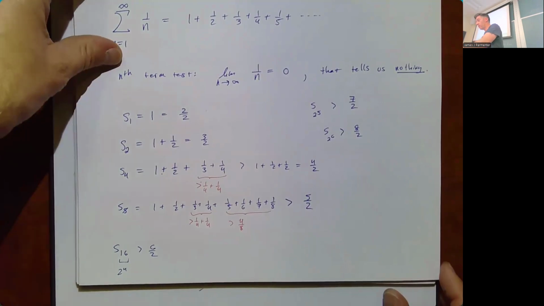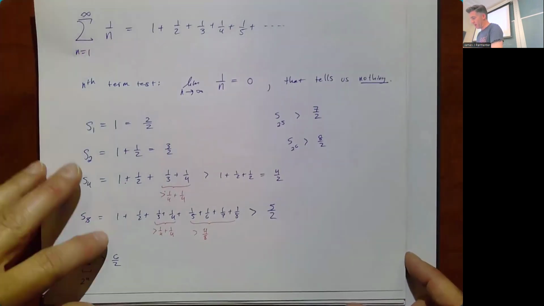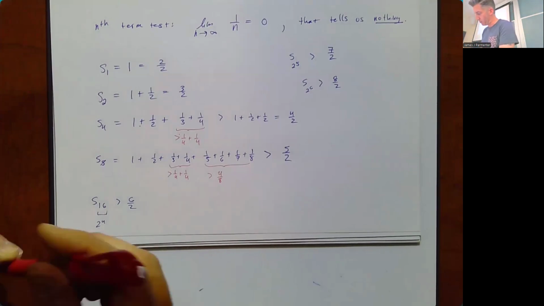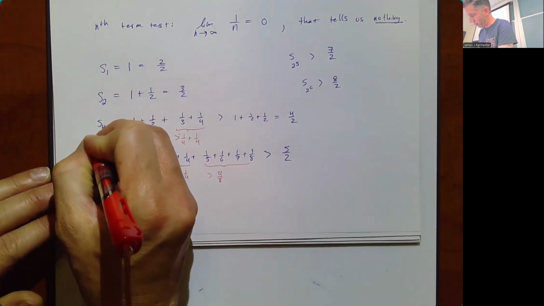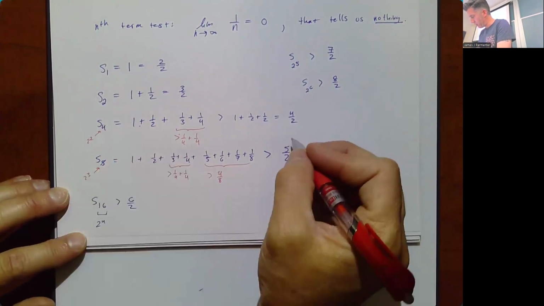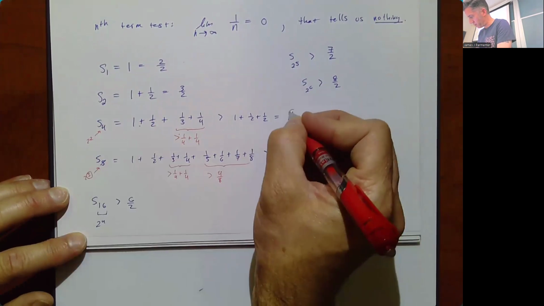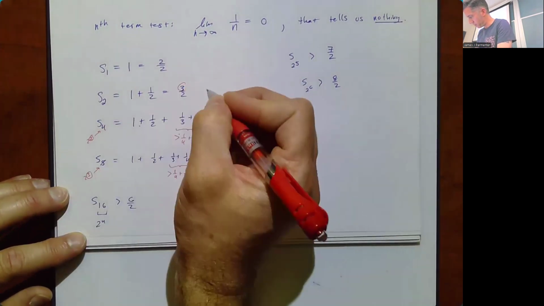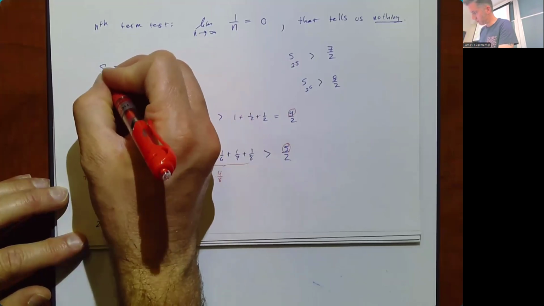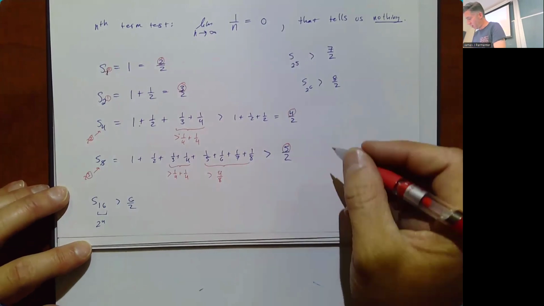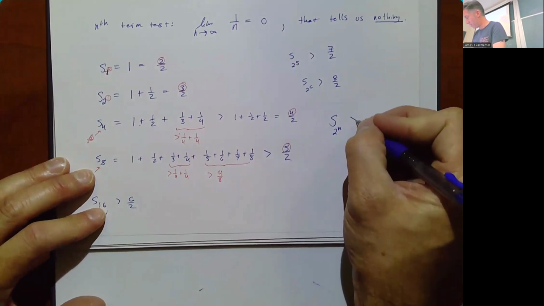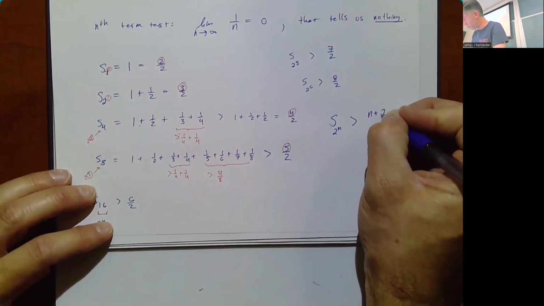So check this out. I feel like this is where it's really nice to make this connection. If we think of this 4 as being 2 squared, this 8 as being 2 cubed, this is 2 to the 4th. This number here is always 2 bigger than that number here. So what we can say is that our partial sum of the first 2 to the n terms is going to be bigger than n plus 2 divided by 2.